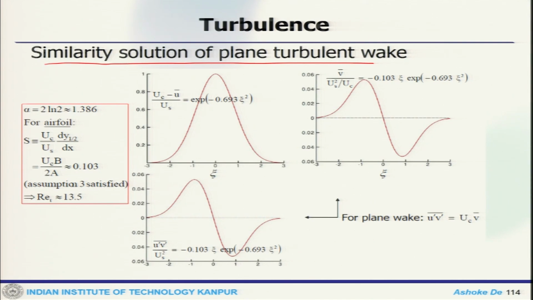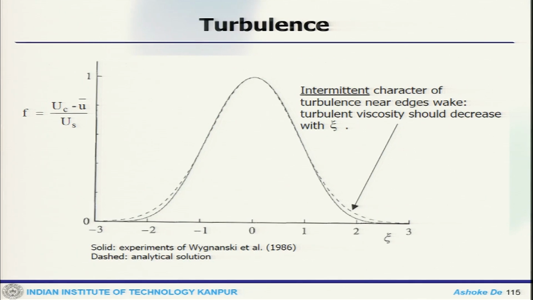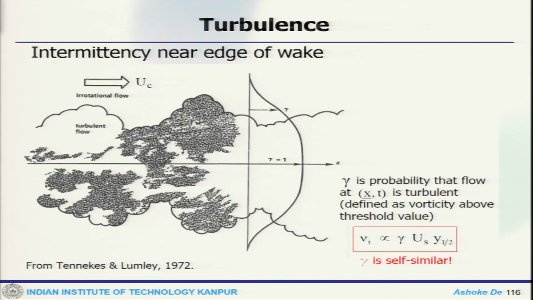If we plot that, then you get this kind of profile. This is a standard calculation one can continue and derive. So, this is the solution of f. Now, if you look at this particular picture, here is the Uc coming in, and you can see the intermittency near the edge of the wake. So, gamma is the probability that the flow at x, t is turbulent.